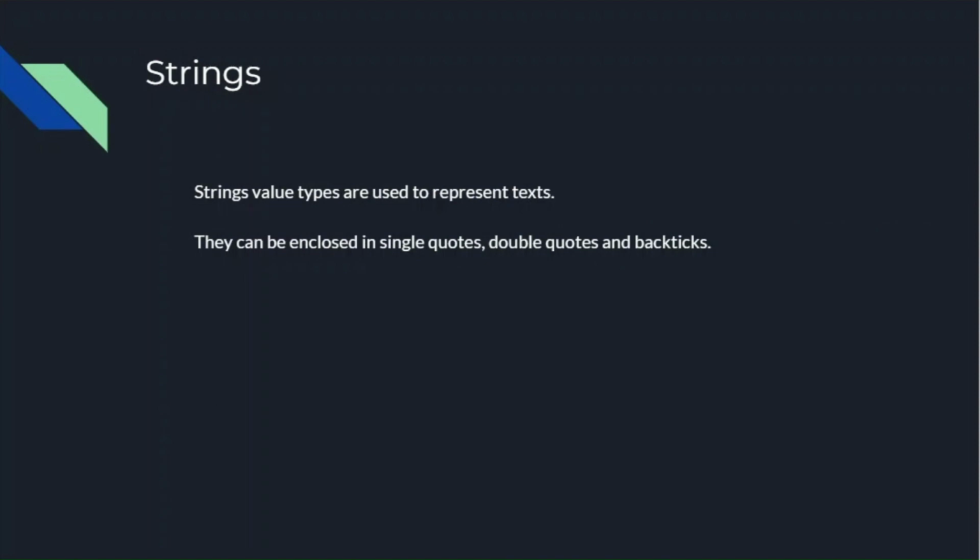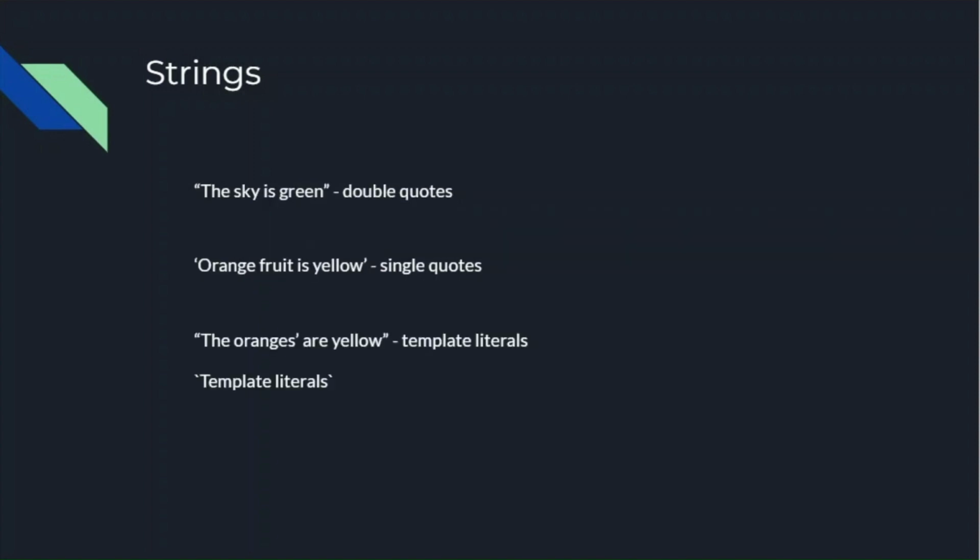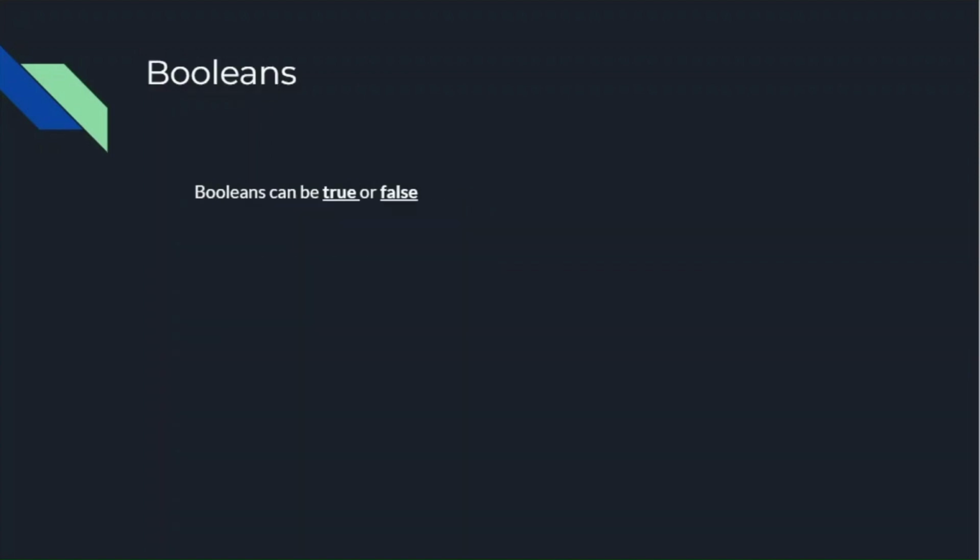Then he also went on to talk about strings. String values are used to represent text, and text can be enclosed in single quotes, double quotes, and backticks. Recall I mentioned the example of your name and my name. Those are strings. And we also have some examples of writing strings in double quotes, single quotes, and template literals. Now, before we examine booleans, let's jump into our code editor or our text editor and look at strings in action.